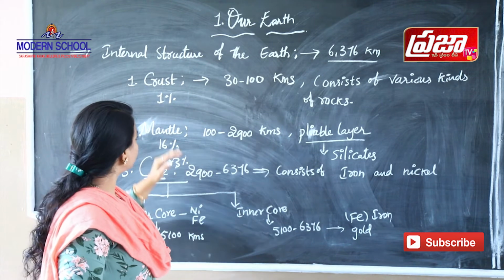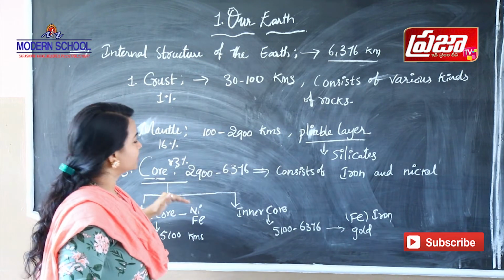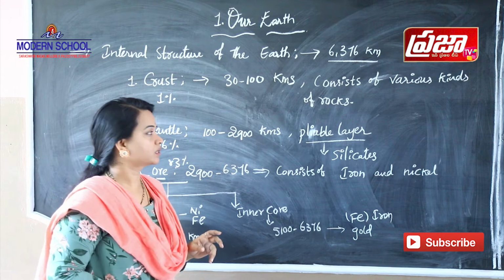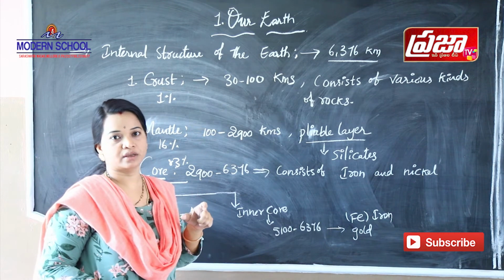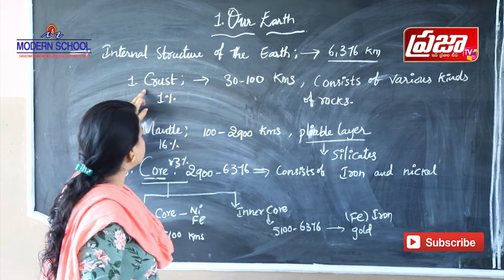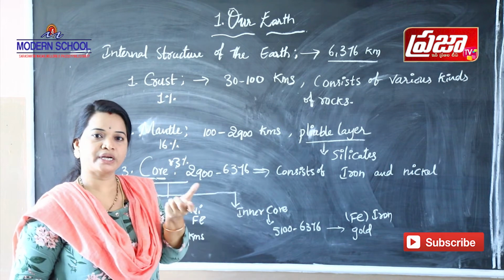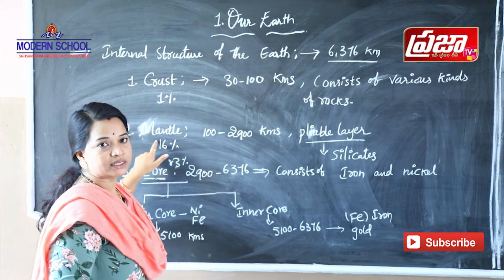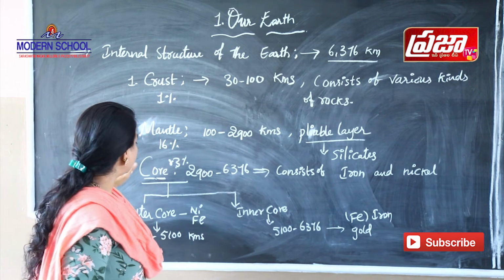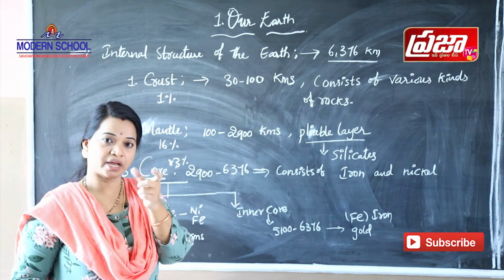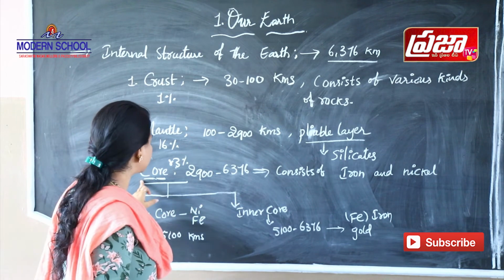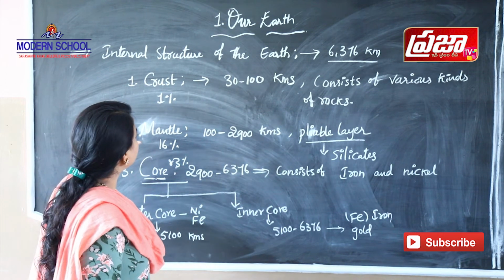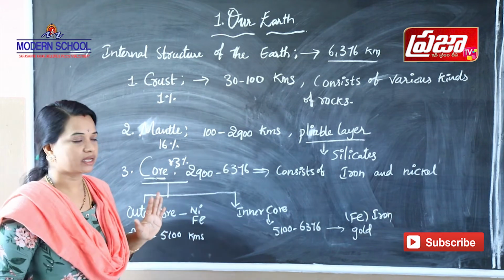To explain this, we can take the example of an egg also. It means the shell of the egg we can consider as crust, and the liquid, the white color part of the egg, we can call the mantle, it is a pliable layer, and the core inside, the yellow color part, we can call the core. So we can take the best example, egg.